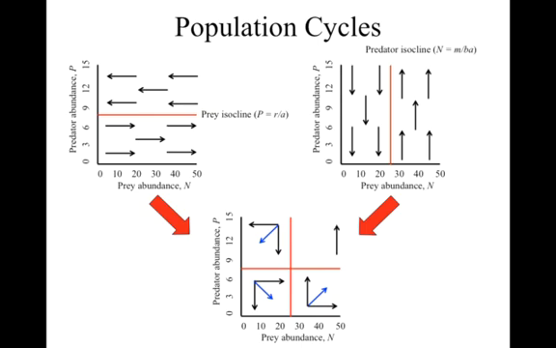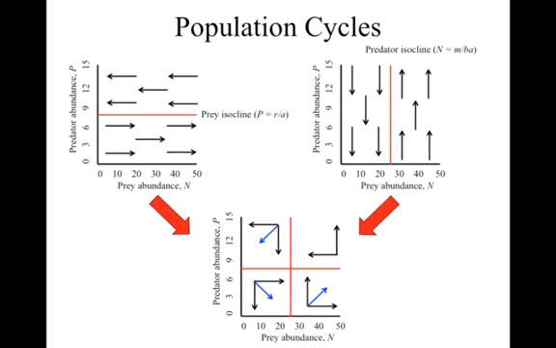Final quadrat, again, my predator population is going up because I have more prey. I'm to the right of the predator isocline. I have more prey than I need to exactly balance predator birth and death rate. However, I'm above the prey isocline, which means I have more predators than I need to exactly balance prey birth and prey death. So again, that causes my prey population to go down.